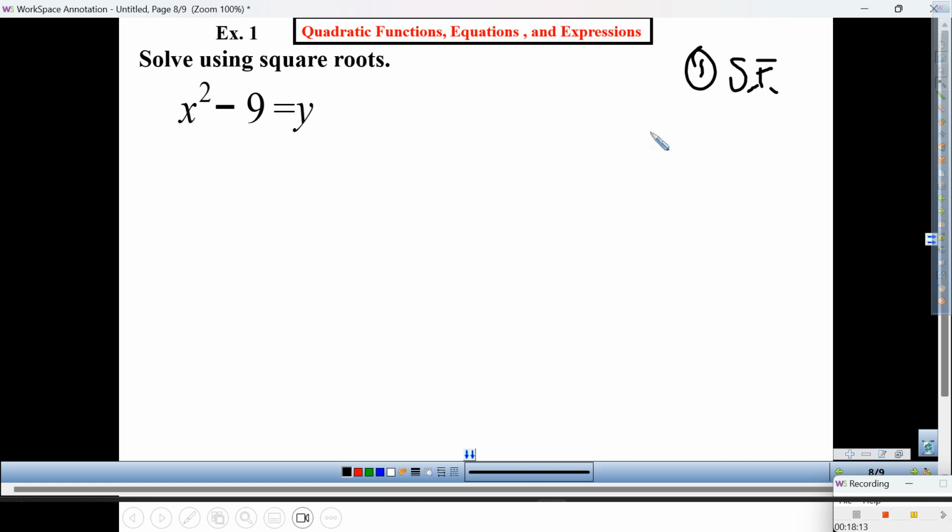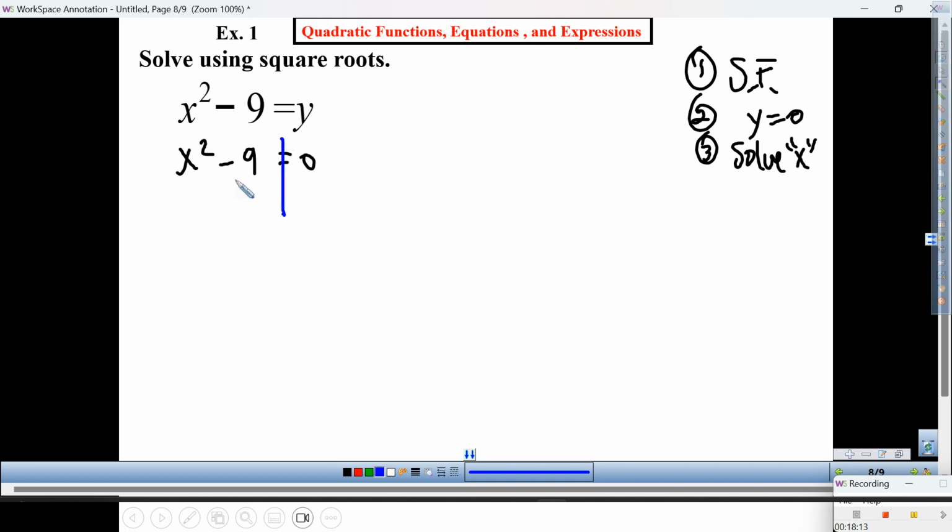Step 2. Make y 0. Are we there so far? Okay, so step 1, standard form, yes. Then make y 0. Step 3, solve for x. Writing utensils down, you're paying attention. Here it goes. To leave x by itself, what do we do?